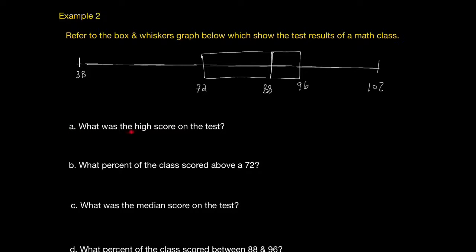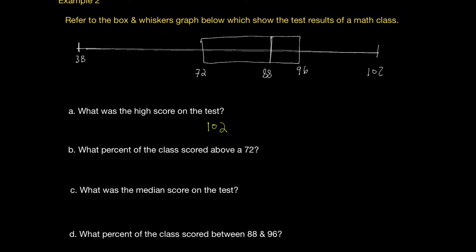So here it says, what was the highest score on the test? If we look at the box graph, we see that the highest score is going to be the score at the very end of our graph. So here we have a 102. So the highest score was a 102.